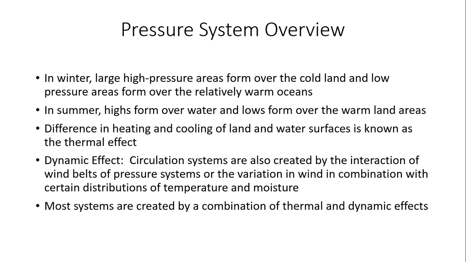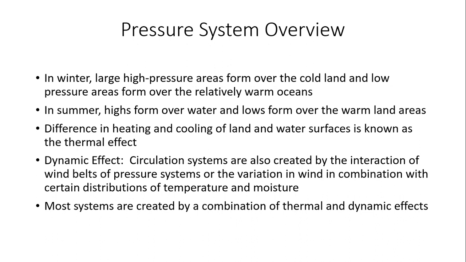All right, we're going to start off with the pressure system overview. Just a couple main bullets here to really get you introduced to pressure systems as a whole. First of all, in wintertime, there are large high pressure areas that generally form over the colder land, and lower pressure areas tend to form over the relatively warm oceans. In summer, this pressure pattern reverses, where we now get highs forming primarily over water and lows forming over the heated land areas. So things kind of switch around between winter and summer.